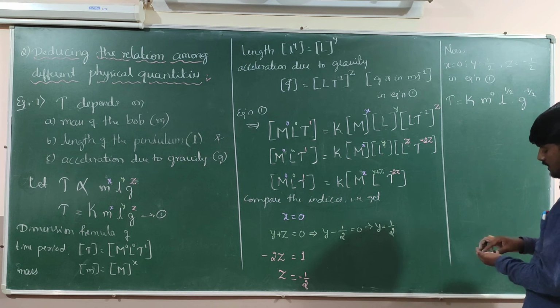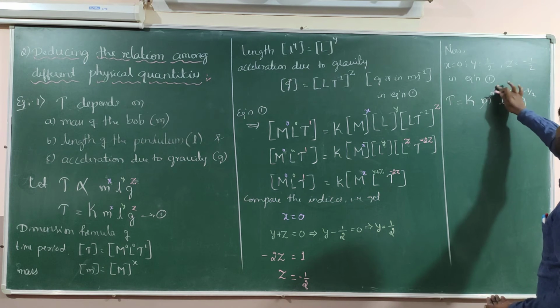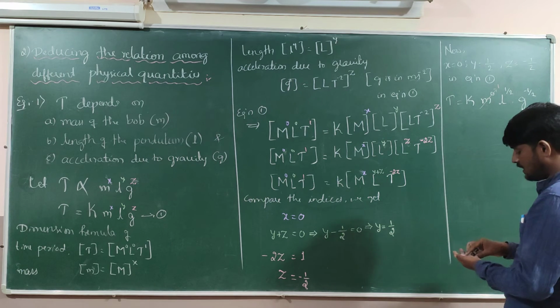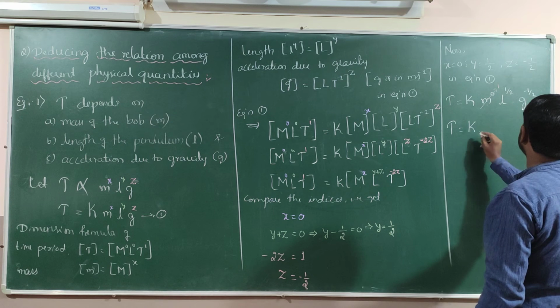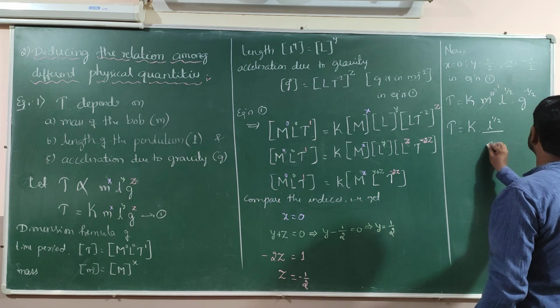So M raised to 0 means nothing is there, so it becomes 1. Anything raised to 0 means what? 1 only. So I will keep 1 and remove it. Then finally, T is equal to k into L raised to half divided by g raised to half.